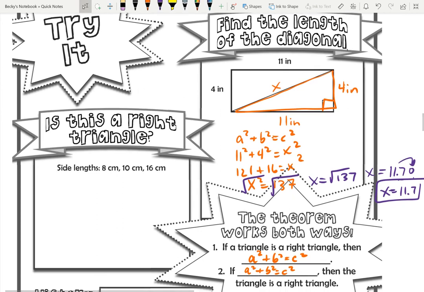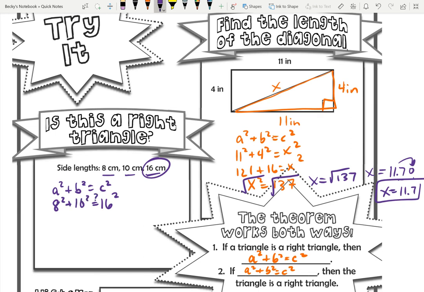Now, here's something kind of new that we need to talk about. Sometimes they're going to just give you 3 side lengths, and they're going to say, hey, does this form a right triangle? And we use the same theorem, and we're just going to prove that the left side equals the right side once you plug in the legs and the hypotenuse. So how do you know which length is the hypotenuse? Well, that's easy. You just find the biggest number. So since 16 is the largest number, we know that that has to be the hypotenuse. The 2 legs, again, we can just plug in for a and b.